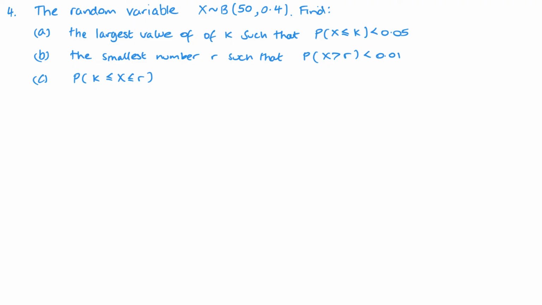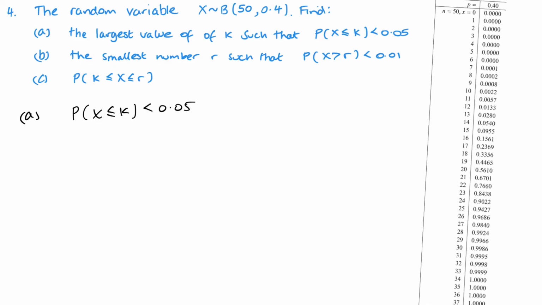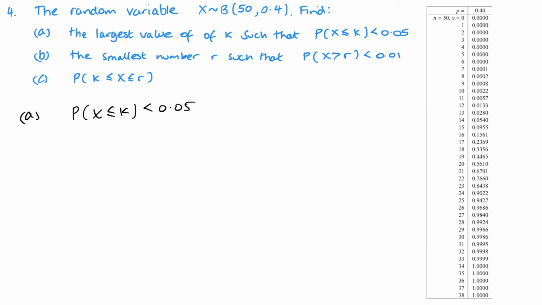So let's have a look at the first one. We've got that value of k such that this exists. So p, where x is less than or equal to k, is less than 0.05. So this is quite nice and easy because it's going to be straight from the tables. Okay, I'll just pop this one in here. Can't make it too big, but we're looking at our values now where this exists. So less than 0.05.